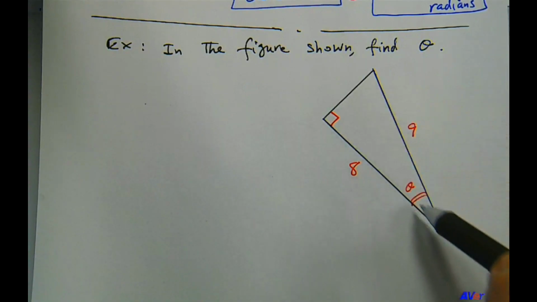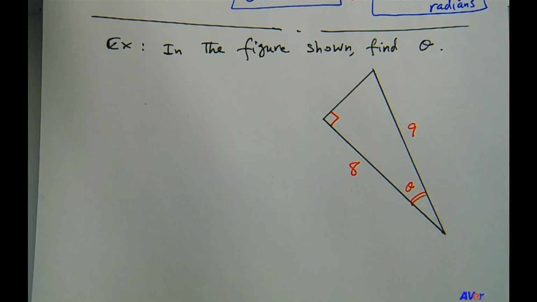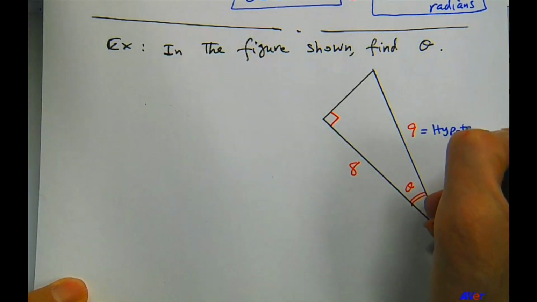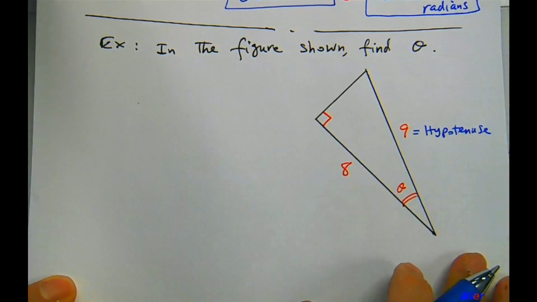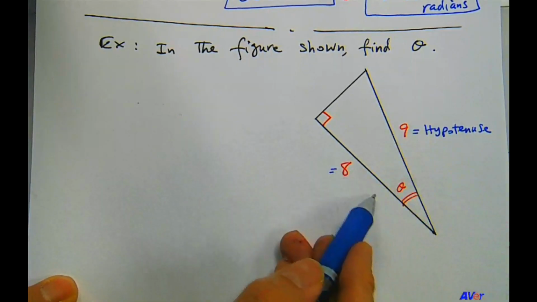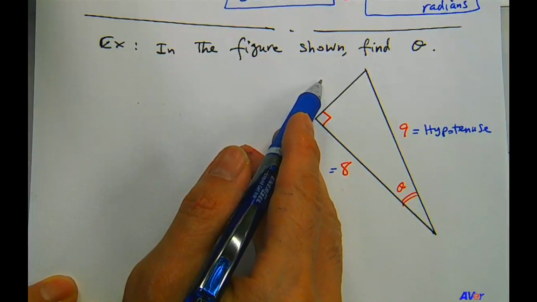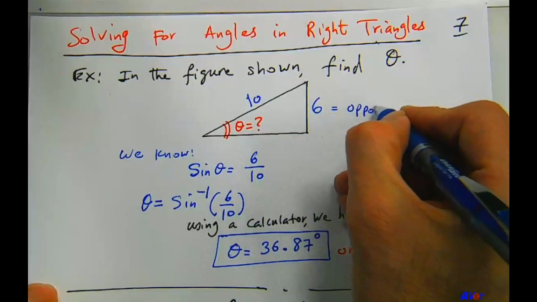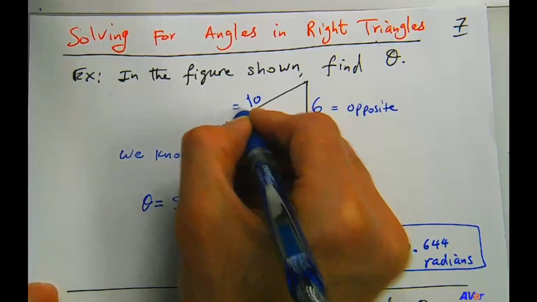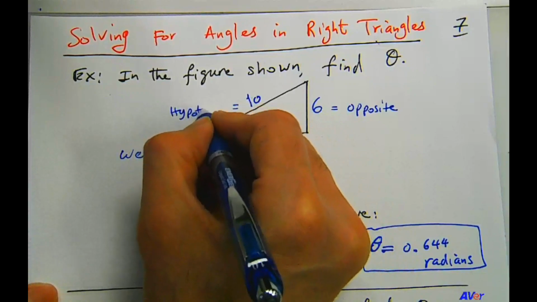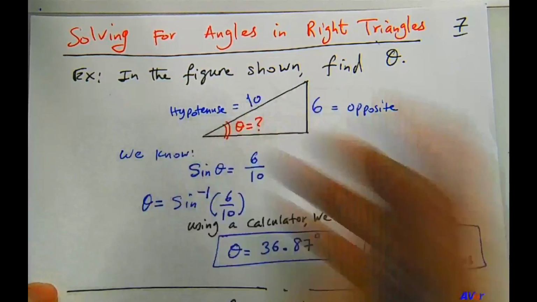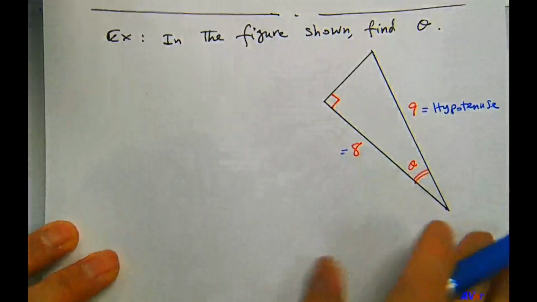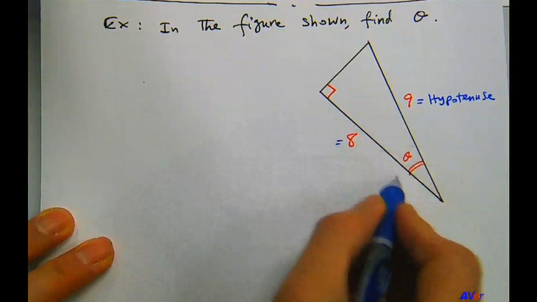Okay, so notice the sides we're given. We're given the hypotenuse. Let me write that down. So this is the hypotenuse. And this is the adjacent side, not opposite, right? So here, in the previous example, this was the opposite to theta, right? And this was the hypotenuse. In this example, we are given the hypotenuse and the adjacent side to this angle.